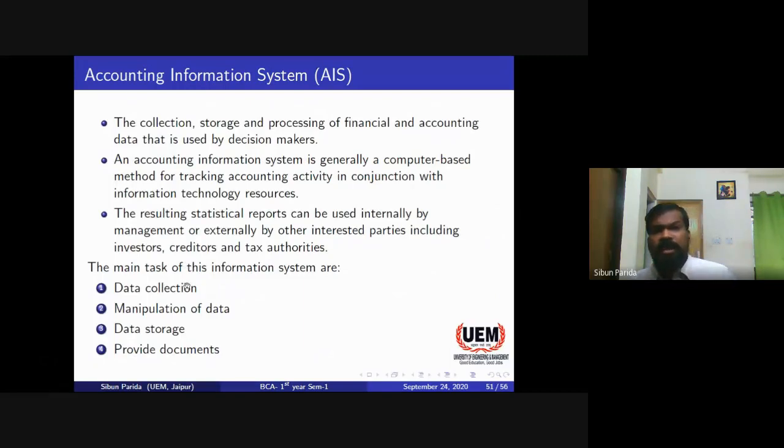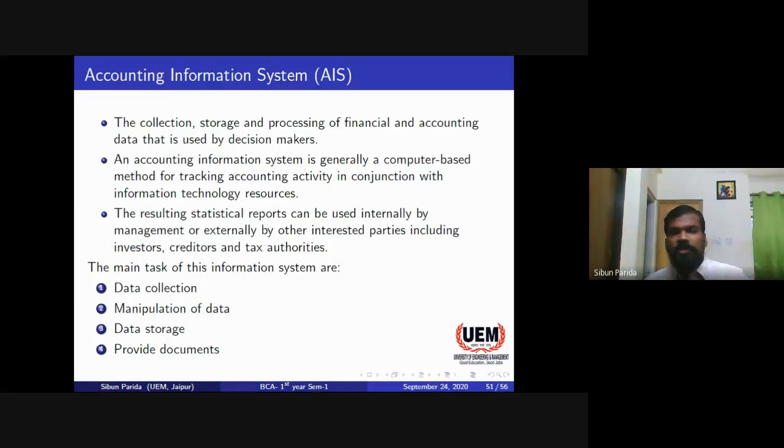Accounting information system. So here is another information system that is called accounting information. What we discussed last class, I gave the example of Tally. That is an accounting information system. What is it doing? The collection, storage, processing, and reporting of financial and accounting data that is used by decision makers. Who are they? The company decision makers.